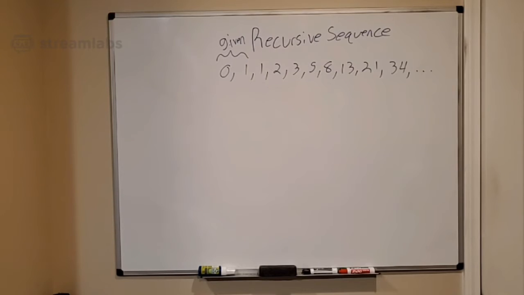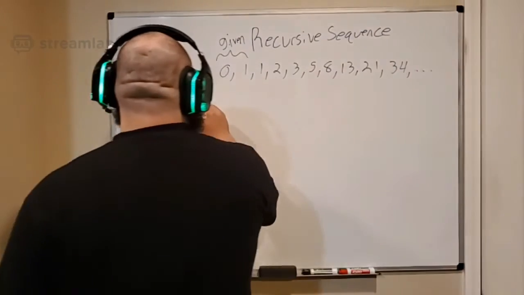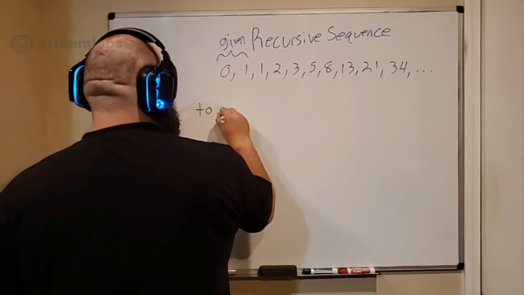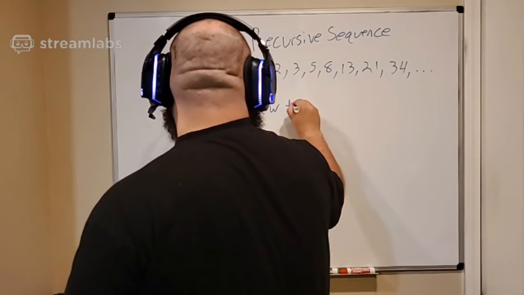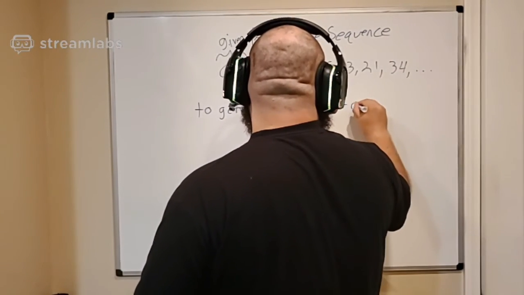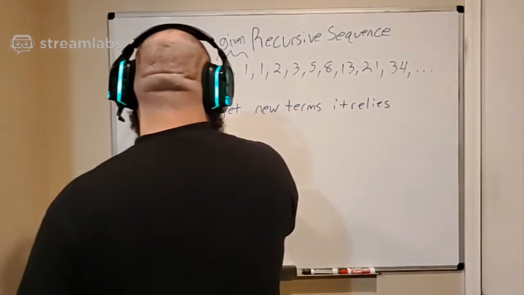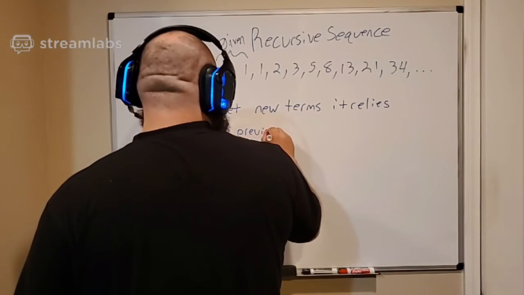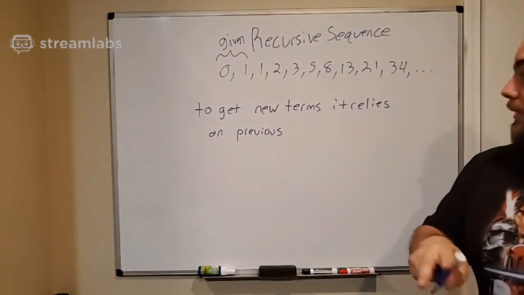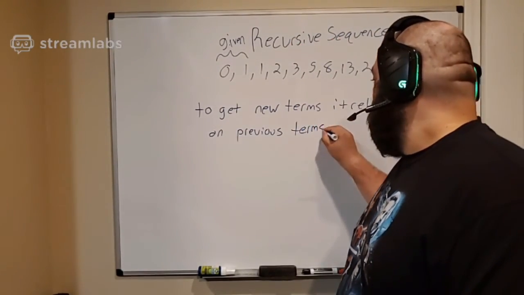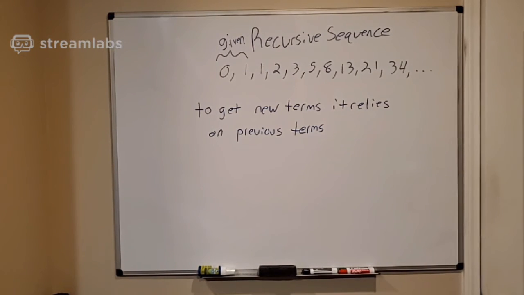A recursive sequence is a sequence that, to get new terms, relies on previous terms of some sort. Now, in this case of the Fibonacci sequence, it relies on the previous two terms. They don't all depend on the previous two terms. Sometimes they rely on just one term. Sometimes they rely on 3 terms. So that's what a recursive sequence is.